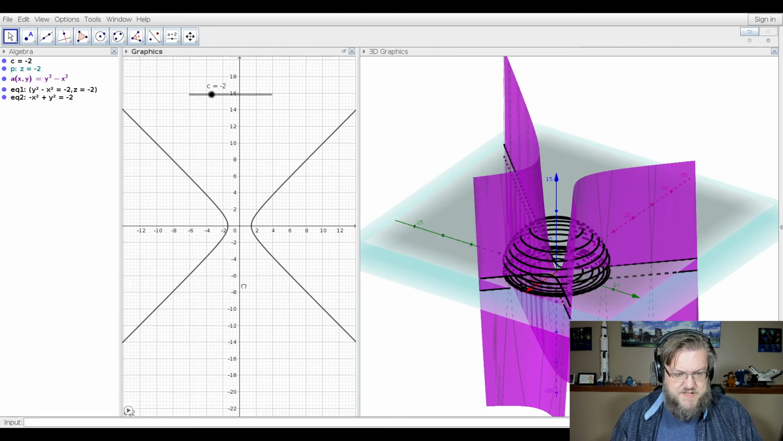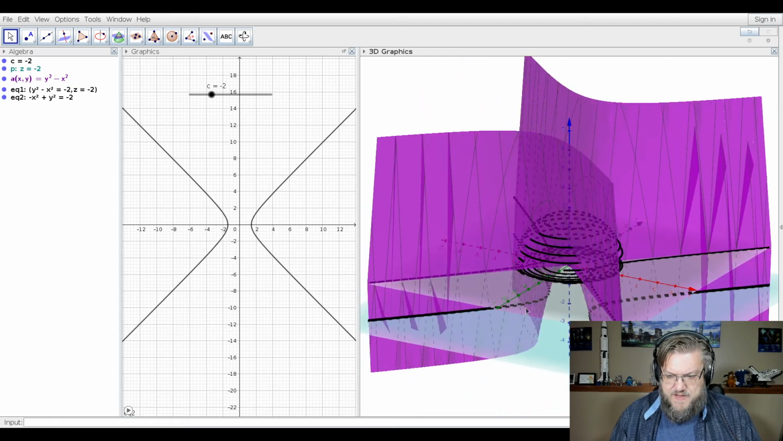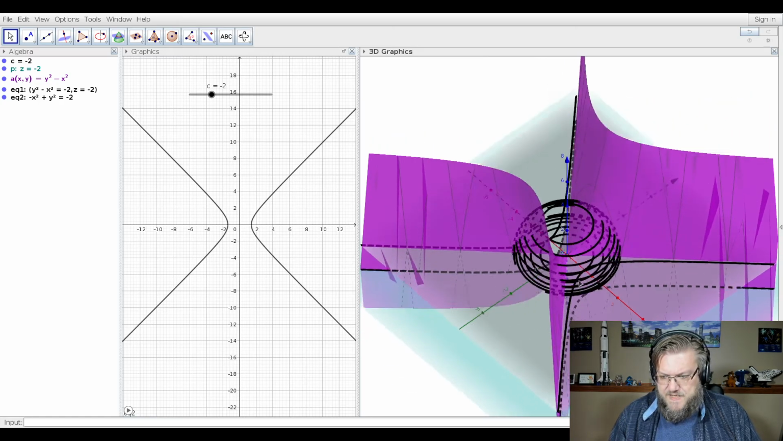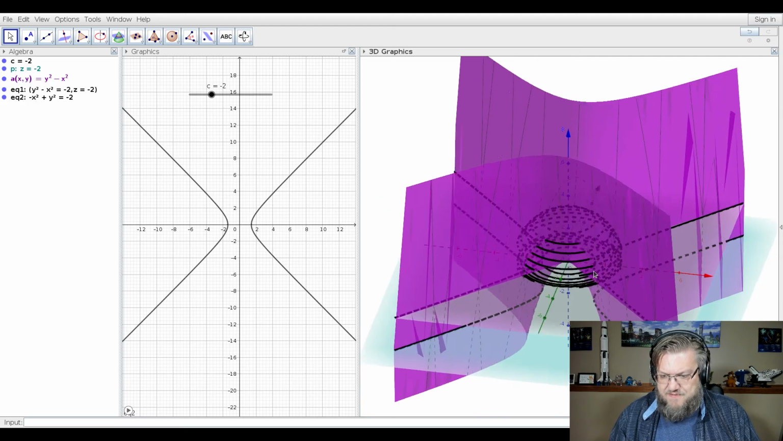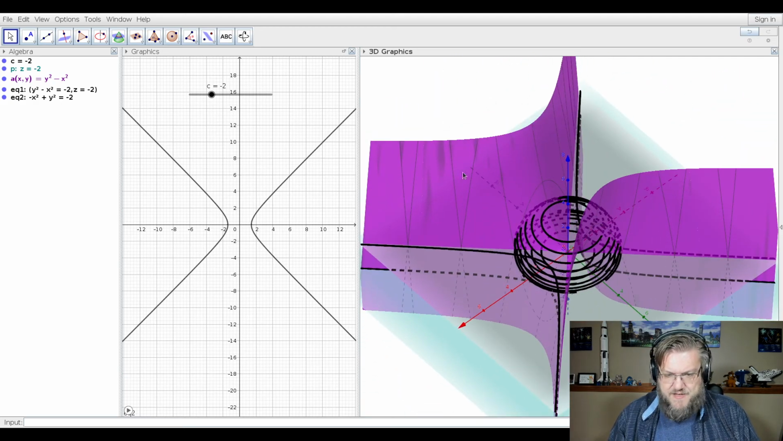Okay. I'm going to reset this. It doesn't reset. Oh, wow. It didn't even reset that. Hold on. It still has my last graph on there. Oops. Not sure how to get rid of that.